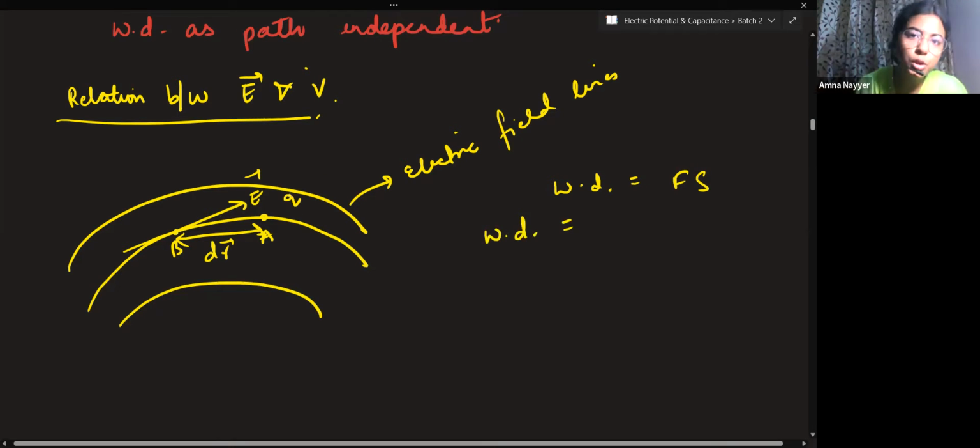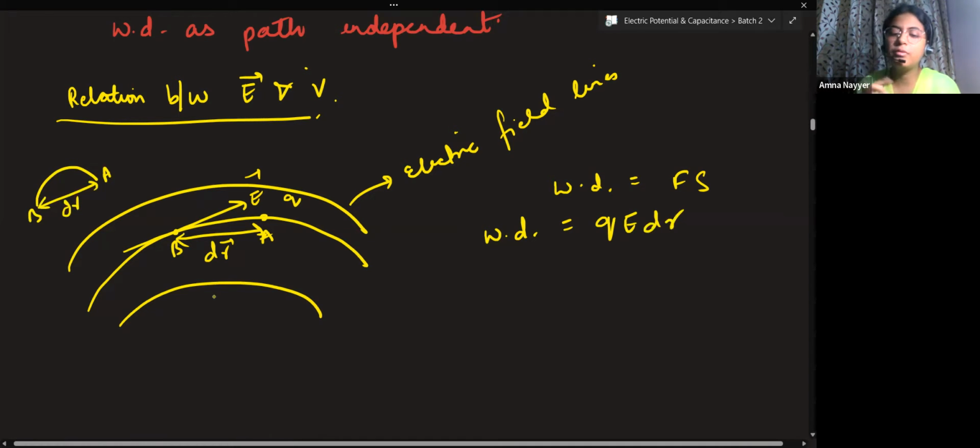Force on charge Q due to electric field E will be QE. And displacement is what? Dr. This is the displacement. Even if the curve is this AB, displacement is this only, no? Dr. So this will be Dr. This is one value of work done that you have.